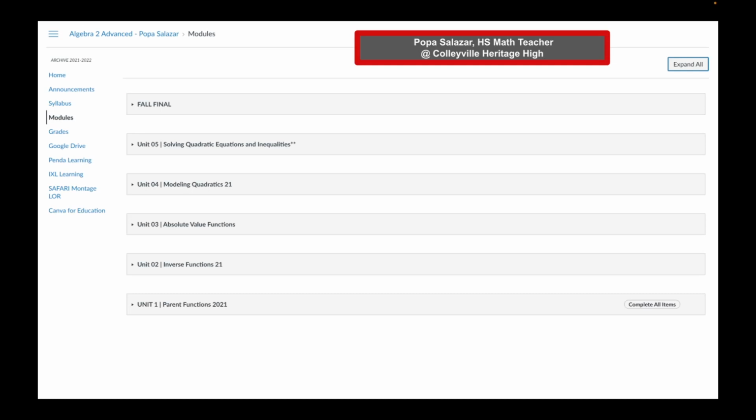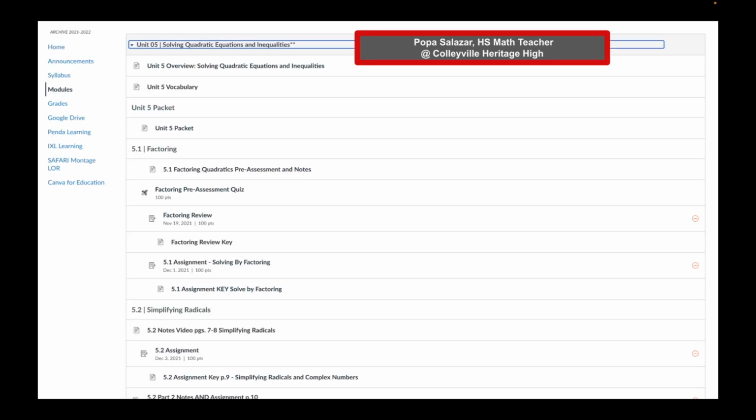Please take a look at Mrs. Salazar's high school math classroom at Colleyville Heritage High. Notice how Mrs. Salazar organizes her modules according to units as well. Here is her Unit 5 Solving Quadratic Equations and Inequalities unit expanded. Notice how she starts each unit with an overview as well as vocab.